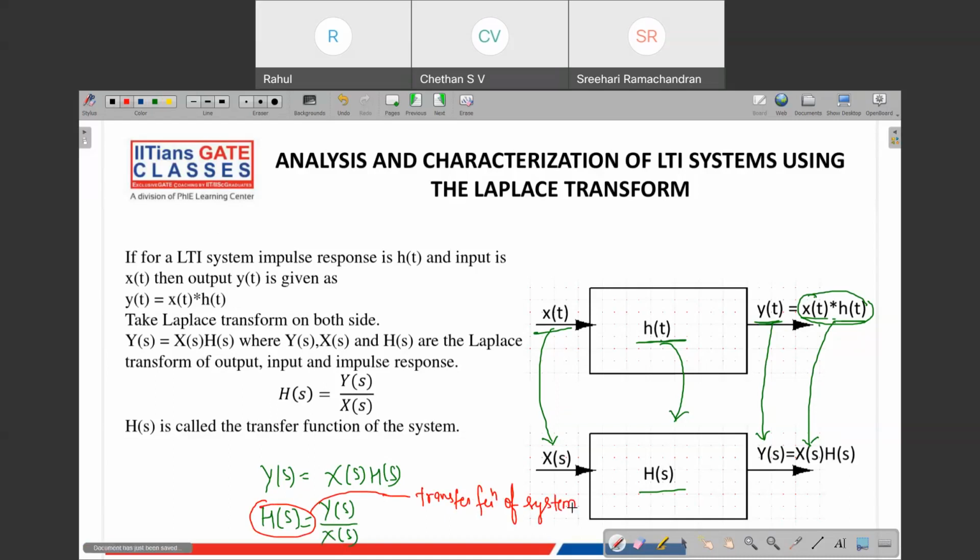So the transfer function is essentially the impulse response. If you take the impulse response and calculate its Laplace transform, you get the transfer function. The transfer function is given as the output Laplace transform divided by the input Laplace transform. Now let me go to the next slide.